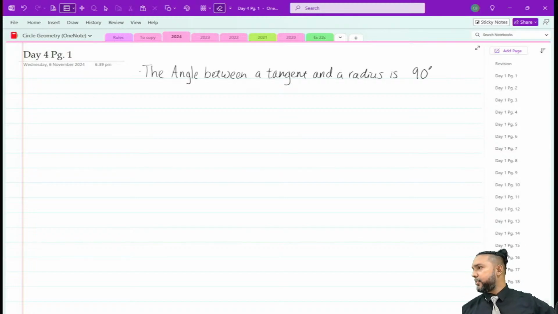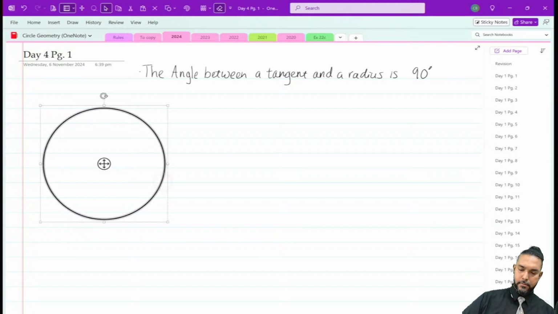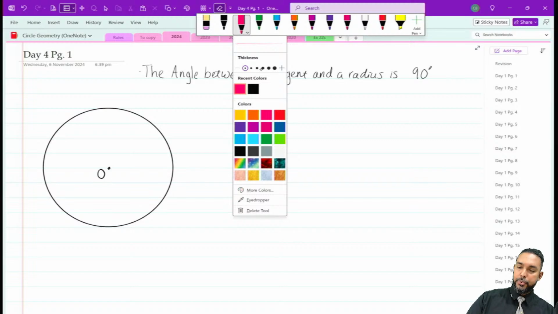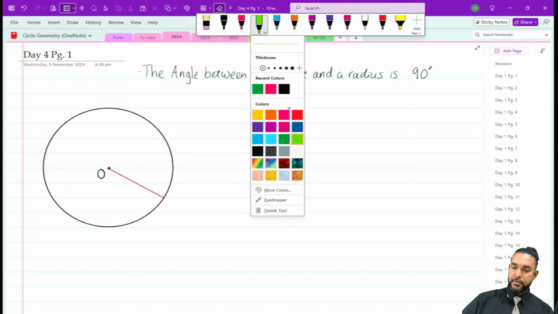So the angle between tangent and radius. Okay, I won't bother to put that. One, two, three, four, five, six, seven, eight. So we have a circle and we have a center O. And we're going to put a line straight from the center to the circumference. What is the name of that line? A radius. That's correct. So that is a radius, and we are going to join to this radius.